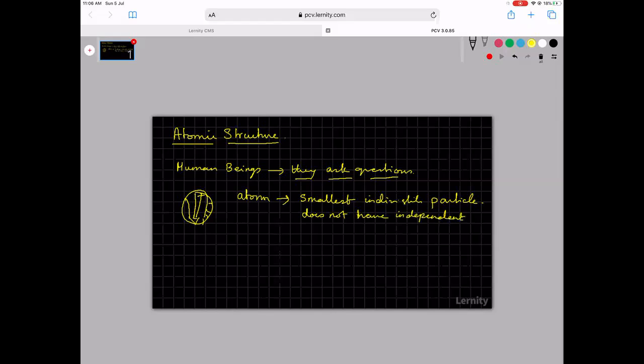My handwriting will improve as we move on. My handwriting will improve. All these things you know, my handwriting is poor. And I don't want you to copy from here. I want you to write from your own mind. Does not have independent existence.